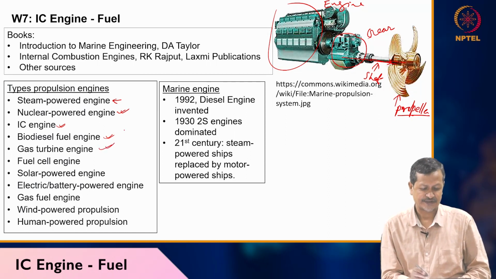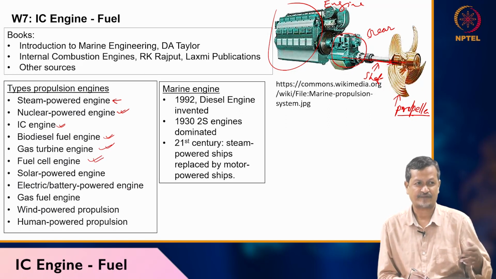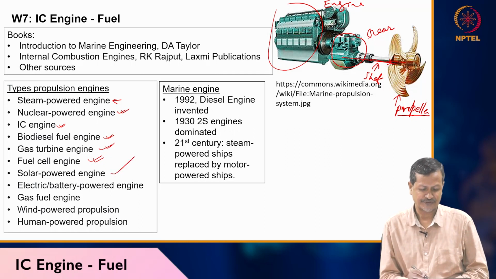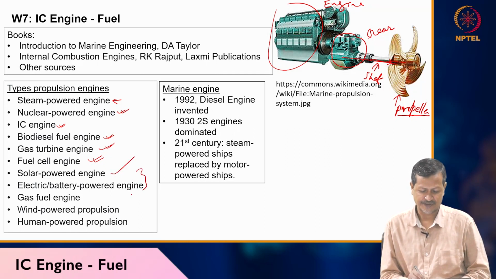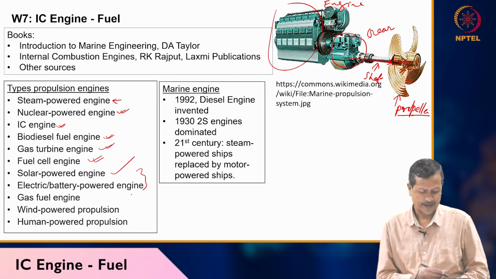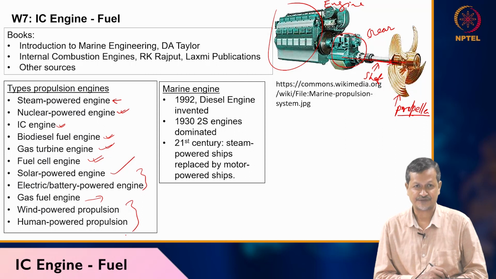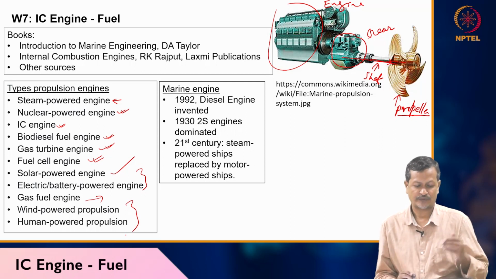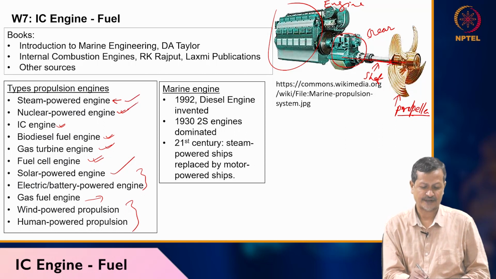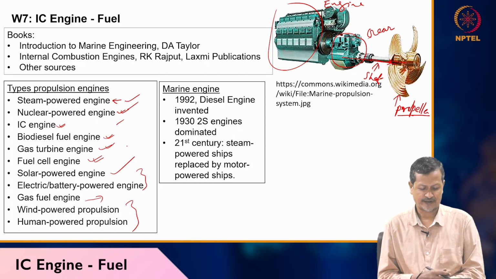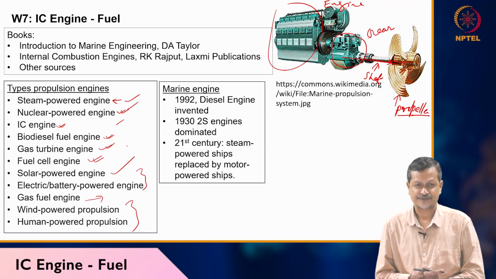Okay, gas turbine engine we'll discuss later. Fuel cell engine we'll not discuss, but if we have time, then we can discuss something. Solar power engine is also there. Electric power, battery power, these are recent engines people are developing. Gas fuel, so instead of liquid fuel, a gas fuel engine is also possible. Wind power, already you know, these are older engines, human powered or wind powered engines. Basically we'll discuss in this course steam powered cycle, nuclear, IC engine and gas turbine cycles. Some discussion we can have related to solar or electricity based systems, but later we'll see.